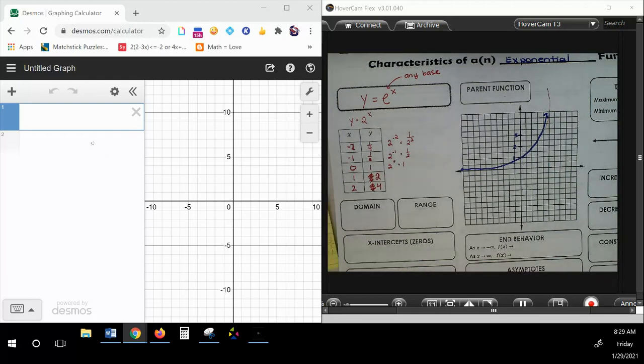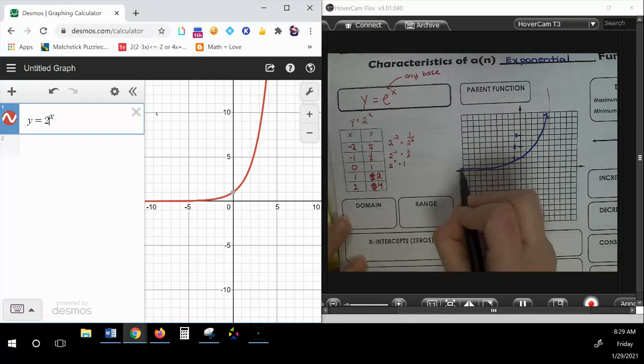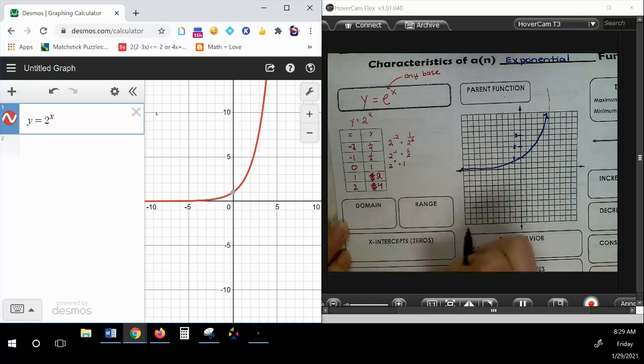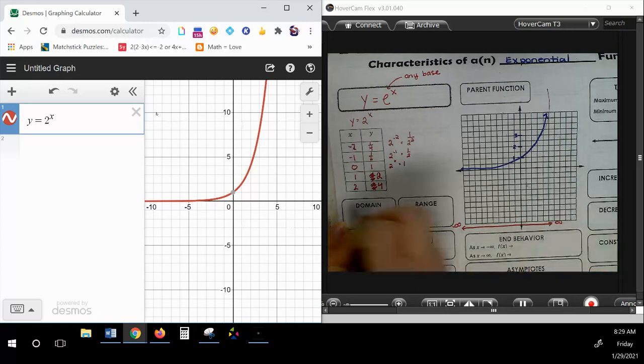So I'm going to stick this over here. Y equals e to the x. All right, so you can see how that looks. And I'll show you with the 2. All right, so there you go. We're going to kind of look at that. The domain is from negative infinity, looking here, and it keeps going to here, so negative infinity to infinity.